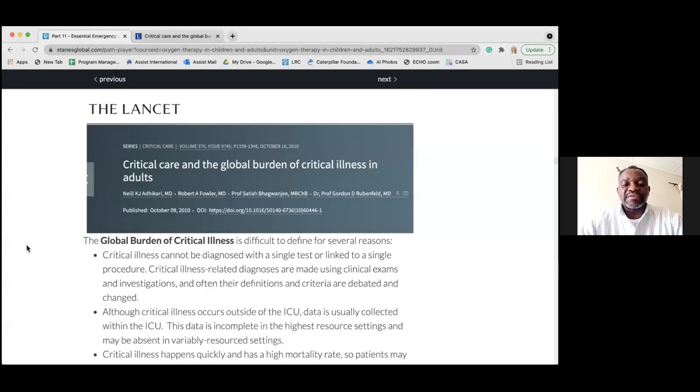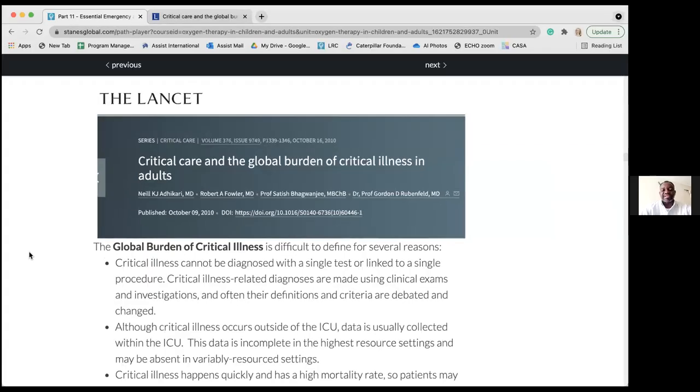Even if critical illness occurs outside of the ICU, data is usually collected within the ICU, and this data is incomplete in ICU settings and may not be enough to make a final decision on how to manage the patient. So it's important to compile all the data from the time the patient entered the hospital until they are in the ICU. Remember, it's a continuum of care. There's no interruption in terms of care.